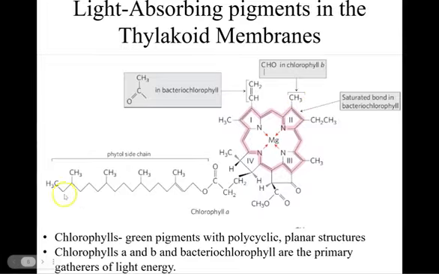What you see originally right here is chlorophyll A, but if you replace this group with this group right here, this ketone, that makes it a bacterial chlorophyll. But if this methyl group is replaced with an aldehyde group, then you have chlorophyll B. But notice that all three of these pigments have this polycyclic planar structure, and you have this magnesium metal ion in the center.